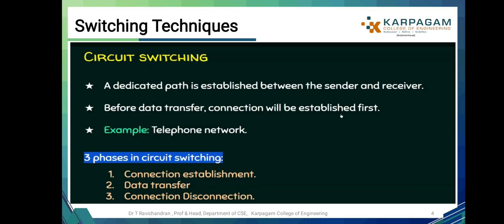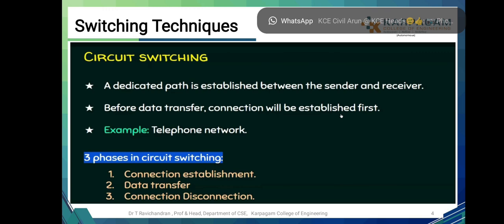The network is verified to check whether a connection is available between the sender and receiver. Then the connection establishment is completed. The data is transferred from the sender to the receiver. When all the data is completed, the connection is terminated or disconnected. This type of switching is called circuit switching.